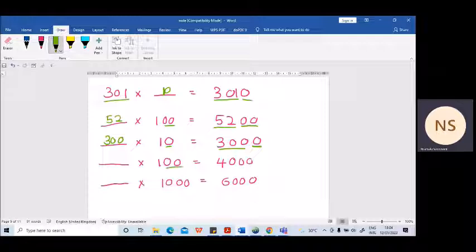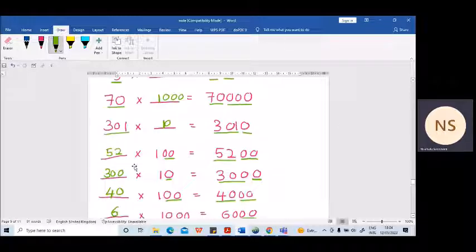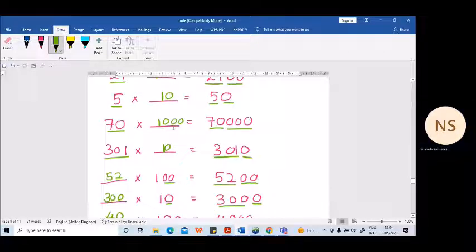Next, there are 2 zeros here. You separate it from the answer. What's remaining then? 40. 4000 is coming like this. Next, for 1000, there are 3 zeros. So you separate those 3 zeros from the answer. What's remaining here? 6. So this is how you can fill the spaces in these types of situations.